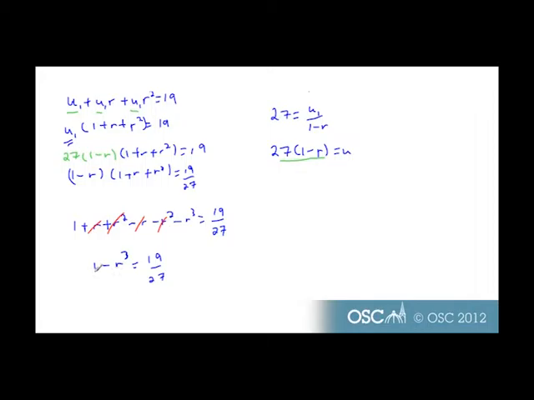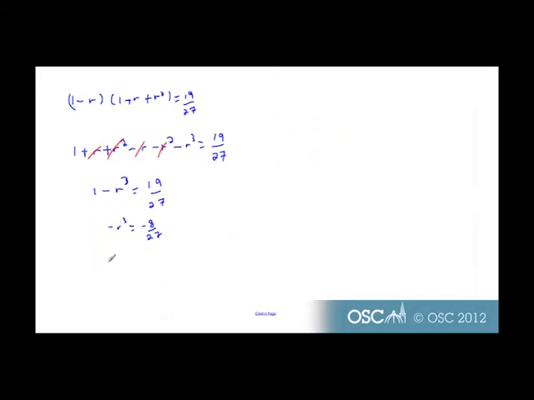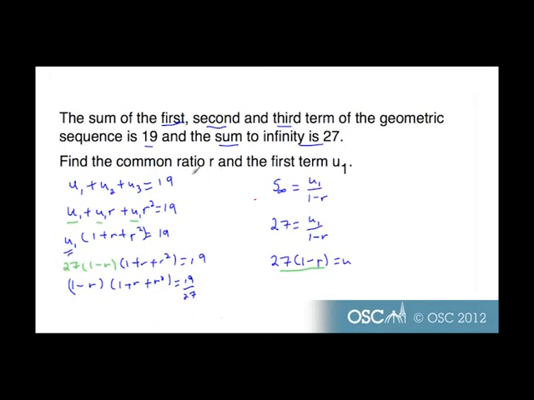So let's subtract 1 from both sides. When you subtract, 19 minus 27 over 27, you end up with this. Now this is a pretty good hint that you're on the right track, because when you take both sides, divide by -1, and then take the cube root, you end up with r is 2/3, which is nice. r is 2/3. Okay, we have answered part of the question.